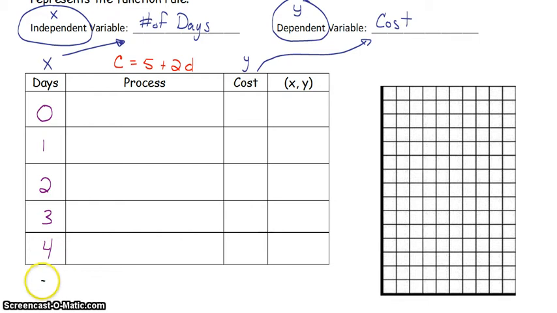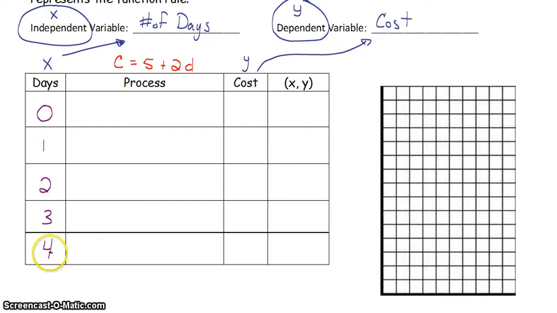So the major difference here, if it's a real-world situation, you have to ask yourself if it makes sense to check negative values. If not, check 0, 1, 2, 3, and 4. If you're not given this in a real-world situation, then you check your positive 1, negative 1, positive 2, negative 2, and 0.